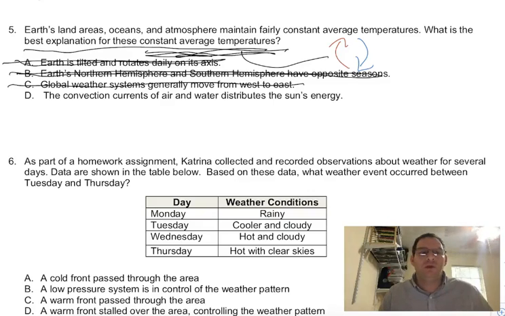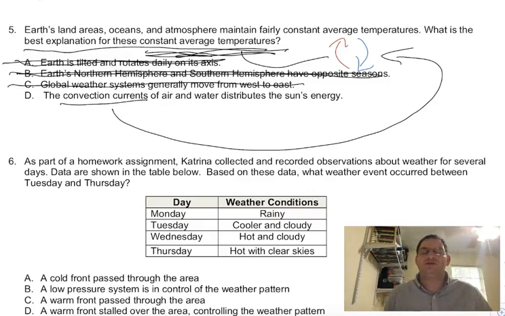Then D, the convection currents of air and water distribute the sun's energy. So you're seeing convection currents, and they distribute the sun's energy. The sun shines on the earth, heats the water up, and that's what makes it move. It's like the lava lamp. As it heats up the lava in the lava lamp, it goes up, as it cools down, it goes down. Up and down, over and over. It's the convection. So D is our answer.